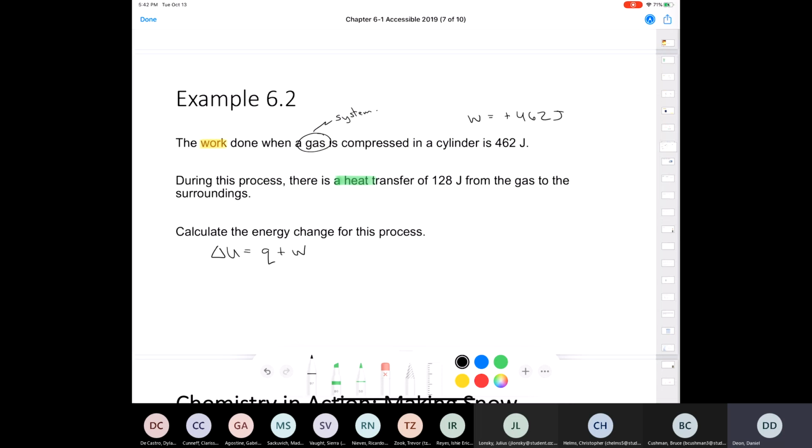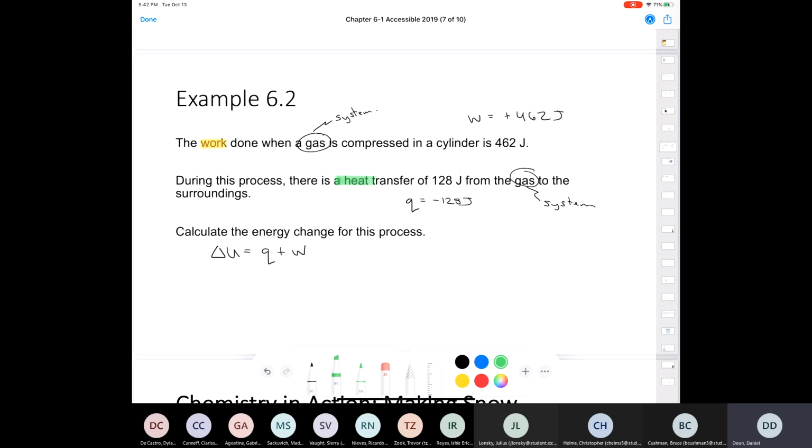Now, with respect to our heat, it says during the process, there's a heat transfer of 128 joules from the gas, from the system, to the surroundings. So will the sign of my heat, my Q, be a positive or negative sign for my 128 joules, if heat is being transferred out of the system into the surroundings? Thanks, Trevor. You're 100% correct. Trevor says it's negative. It's going to be negative 128 joules.